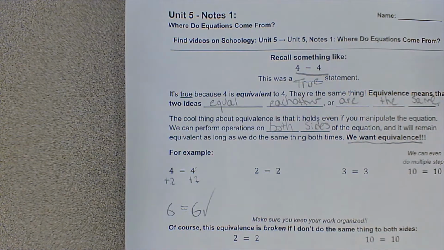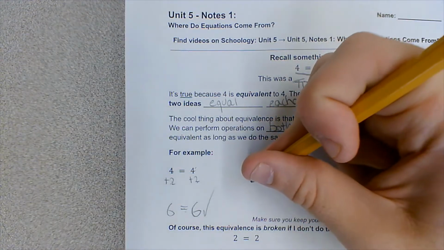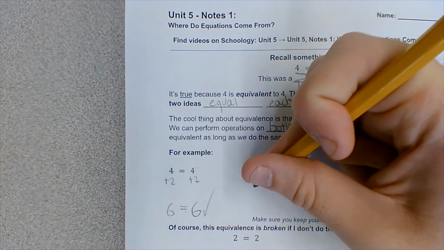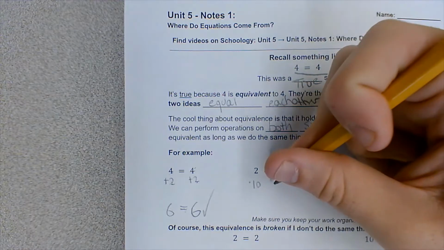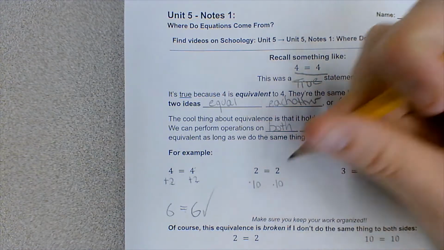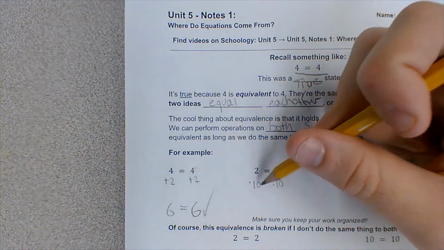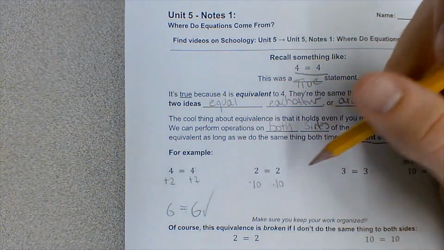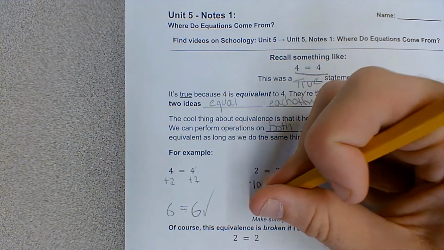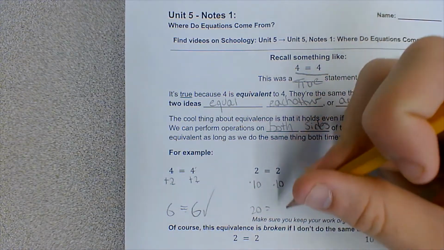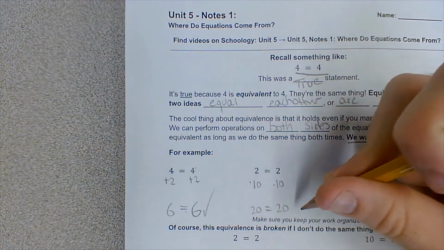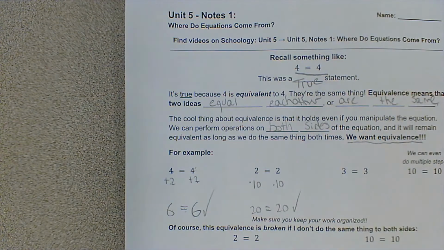Moving on to 2 equals 2, I can do something else, whatever I wanted to. Let's say I want to multiply this by 10, just for the fun of it. Remember, I could do anything I wanted to as long as I do the same thing on both sides. I put my work under my numbers. 2 times 10 is 20, equals 2 times 10 is 20. These are still equivalent, it still works.